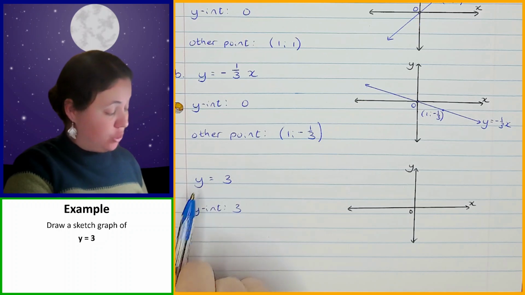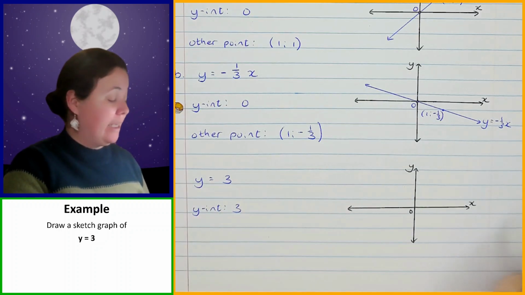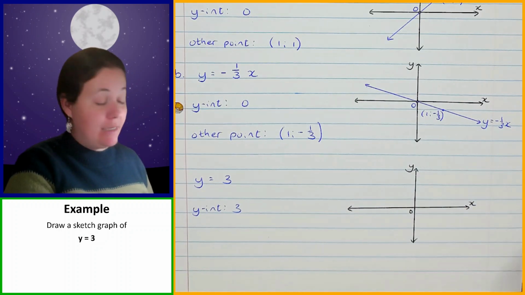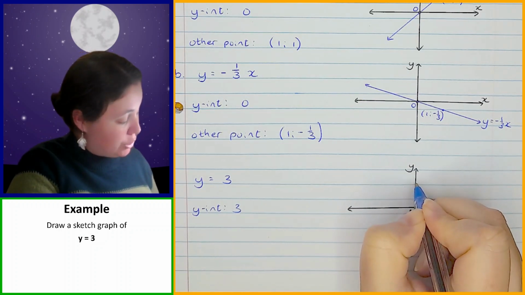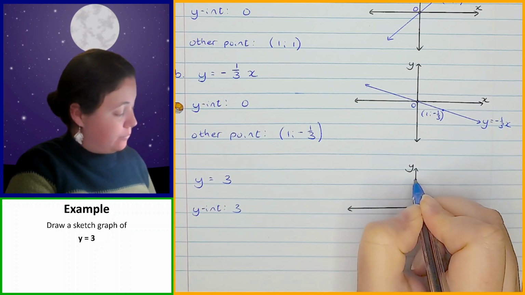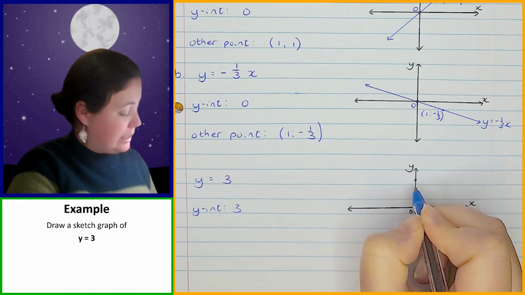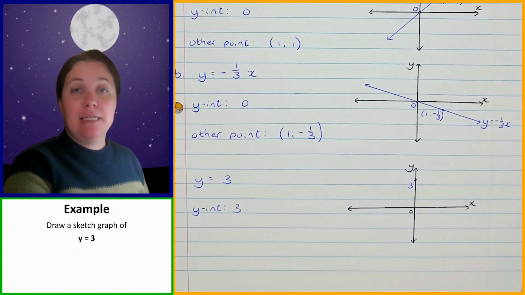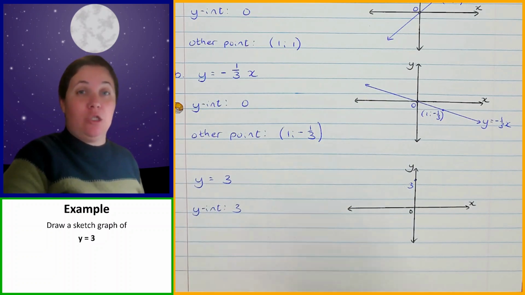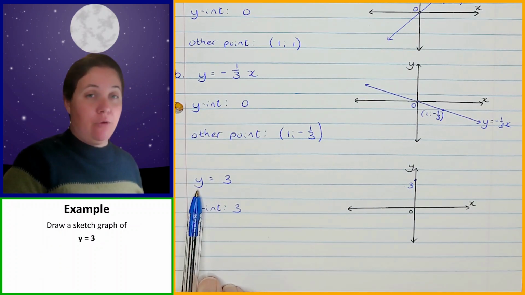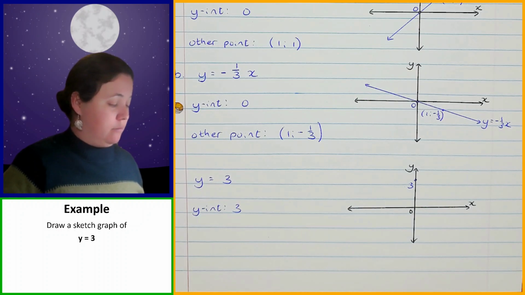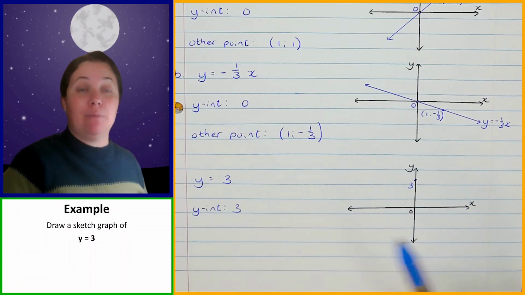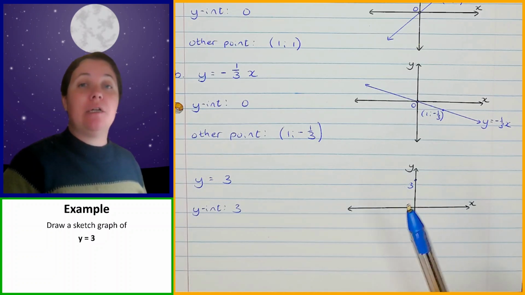It's going to be 3 because y is equal to 3 and y will always be equal to 3. So y will be equal to 3 on the y-axis where x is 0. So over here I'm going to put my point for my y-intercept, and that's going to be 3. But then I'm not going to be able to find an x-intercept because I can't solve for x. There's no way I can solve for x. If I make y 0, then that's impossible because 0 can't be equal to 3. So I cannot find an x-intercept. It's impossible. So what I'm going to do is find another point.